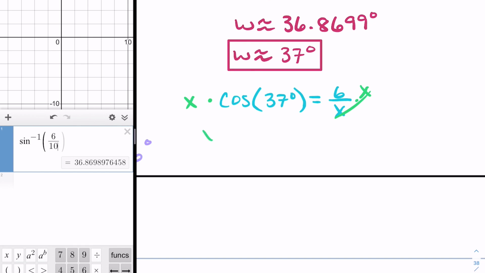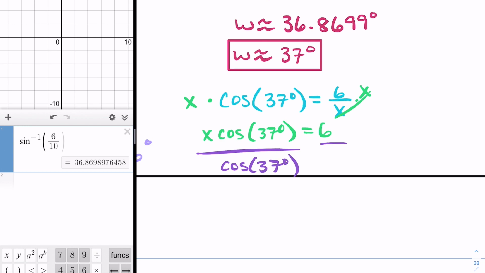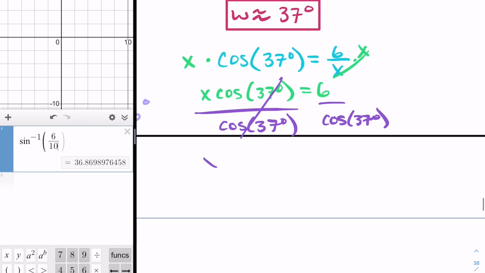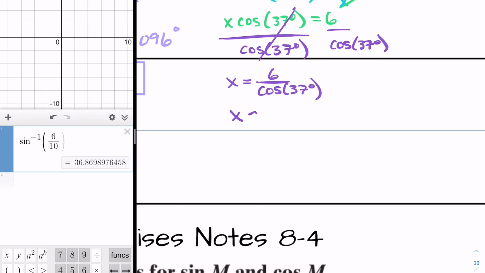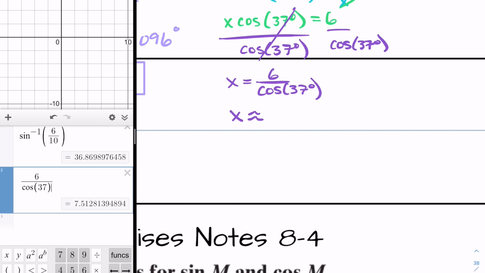Multiply both sides by x. We get x cosine of 37 degrees equals 6. And then we're going to divide both sides by the cosine of 37. Boom. And we get x equals 6 over the cosine of 37. And we are going to approximate x. Now here's the thing. Let's take a look. 6 divided by cosine of 37 is that.